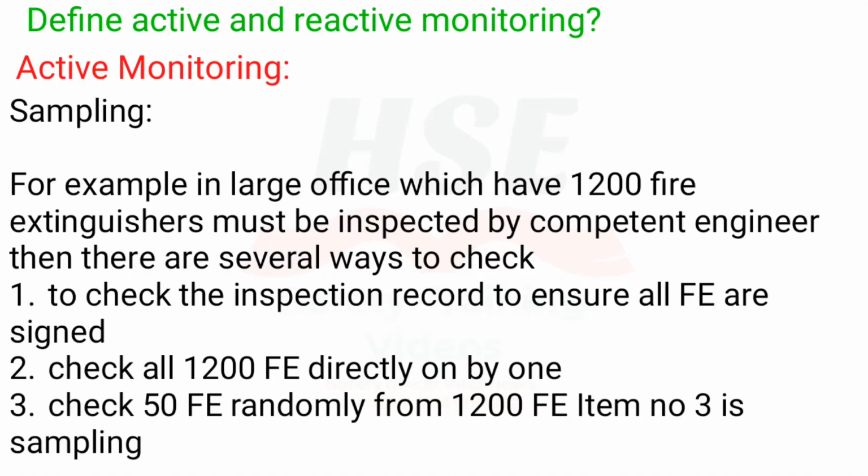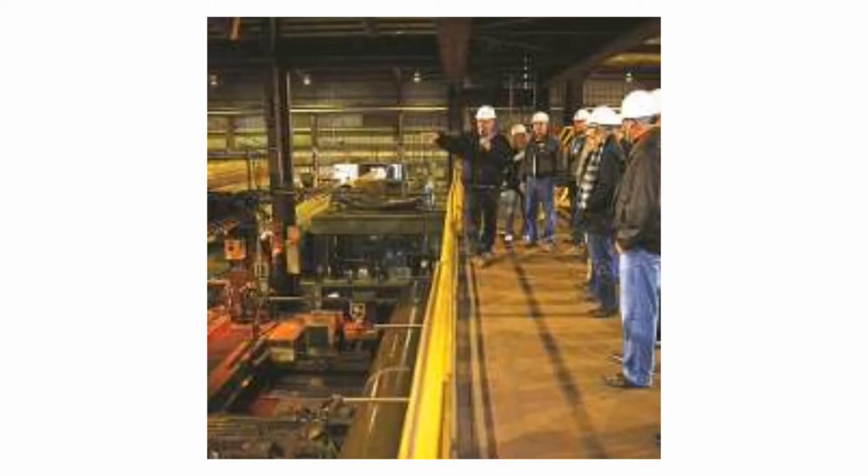Sampling. For example, in a large office which has 1,200 fire extinguishers that must be inspected by a competent engineer, there are several ways to check. 1. Check the inspection record to ensure all FE are signed. 2. Check all 1,200 FE directly, one by one. 3. Check 50 FE randomly from the 1,200 FE. Item No. 3 is sampling.